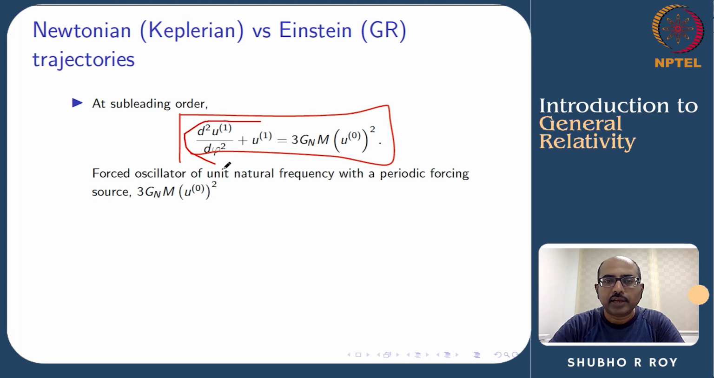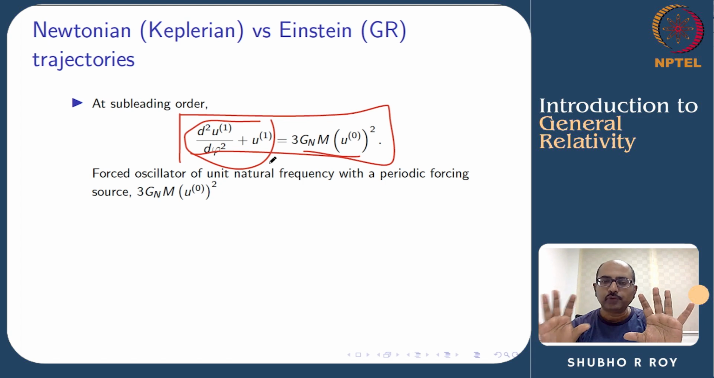If you look at the left-hand side, this is the equation of an oscillator with unit natural frequency: second derivative plus something proportional to the restoring force, with the spring constant K1, so unit natural frequency. And the right-hand side is a source. We know U is 1 plus cosine, so it's a periodic function, and the square of that is also a periodic function. So we basically have a forced oscillator with the forcing function being a periodic function. Okay, so this is the forcing function.